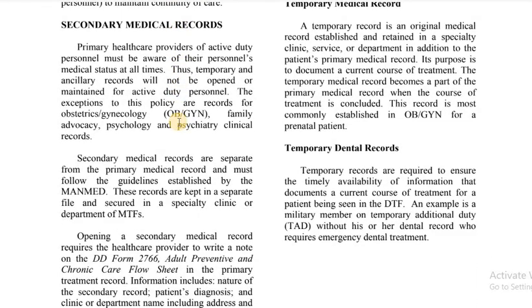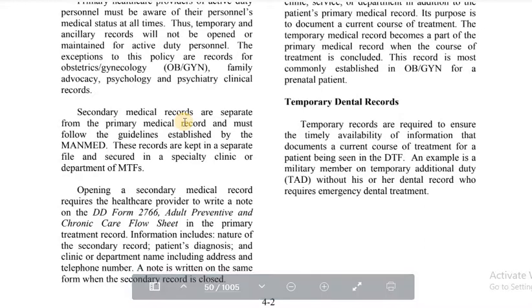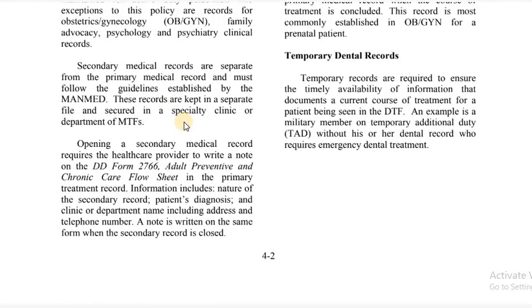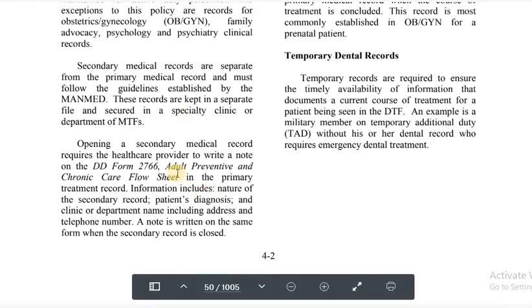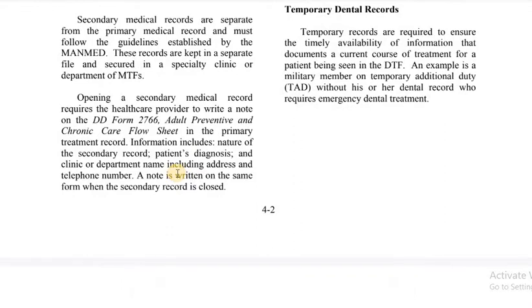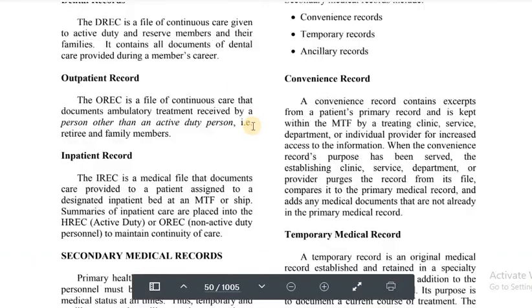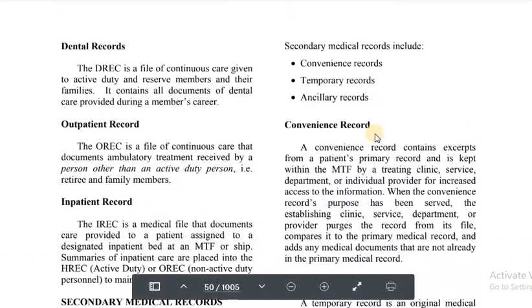There are some things called secondary medical records, which are kind of like shorthand notes. They're created for things such as OB, family advocacy, psychology, and psychiatry. So basically patient notes that don't necessarily go in the immediate medical record. They're kept in a separate file, and they stay in the specialty clinic. Here is one of the first of many forms you'll see, the DD Form 2766, which is the Adult Preventative and Chronic Care Flow Sheet. I'll talk later about what exactly that is.